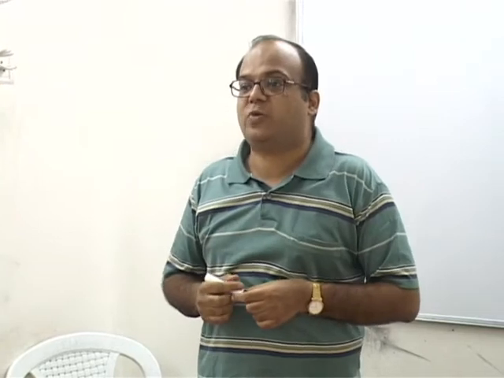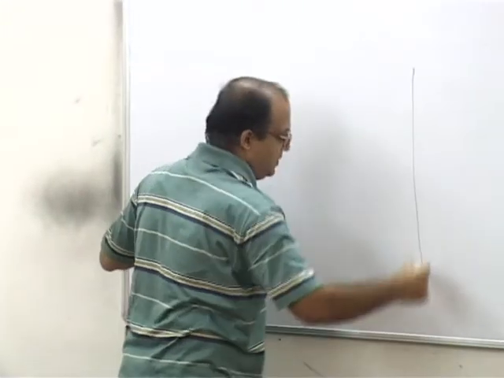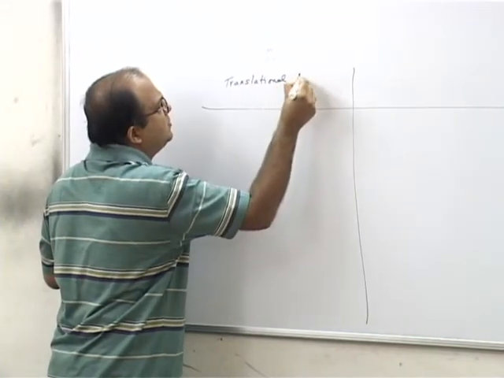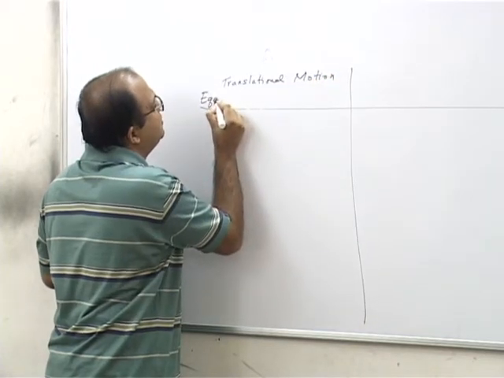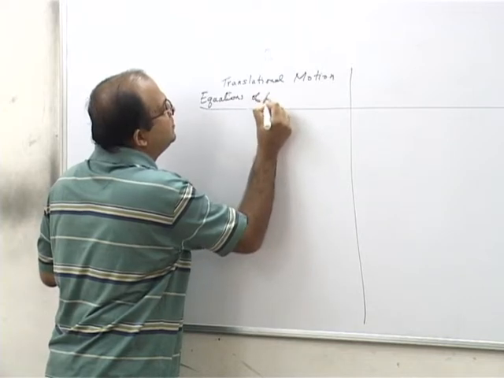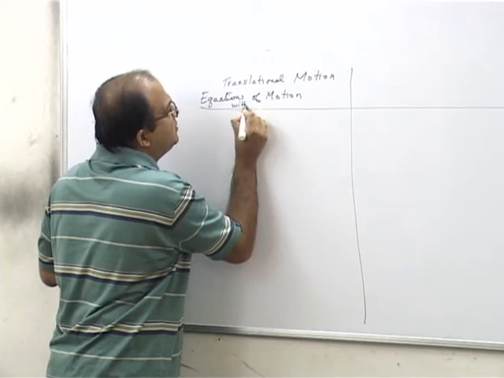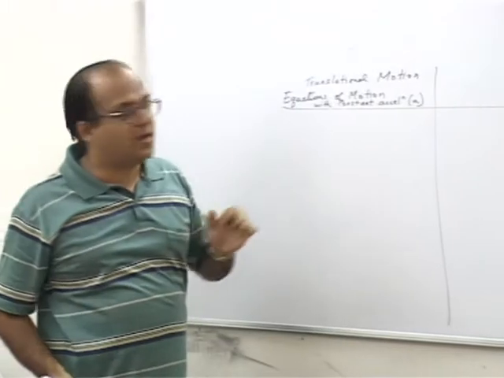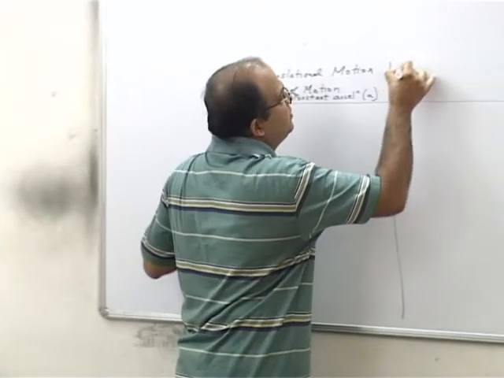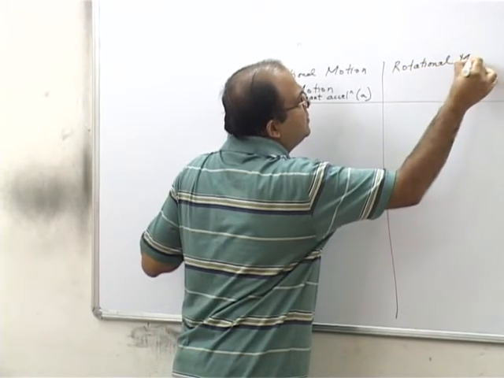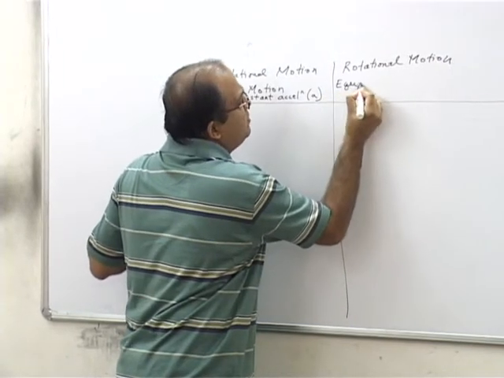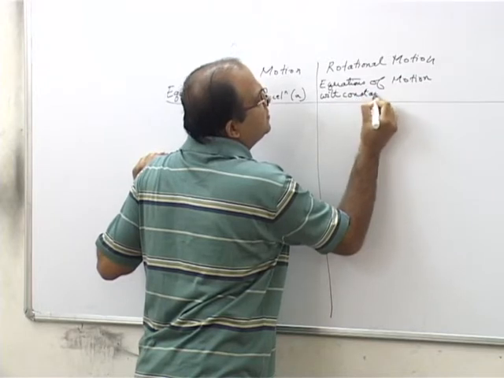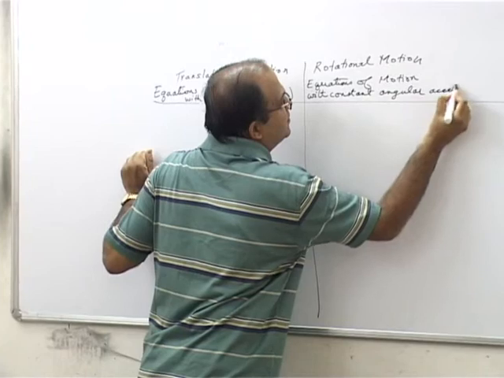Now we have learned equations of motion in translational motion. This is for translational motion: equations of motion with constant acceleration a. In the same way, we will have equations of motion for rotational motion: equations of motion with constant angular acceleration alpha.